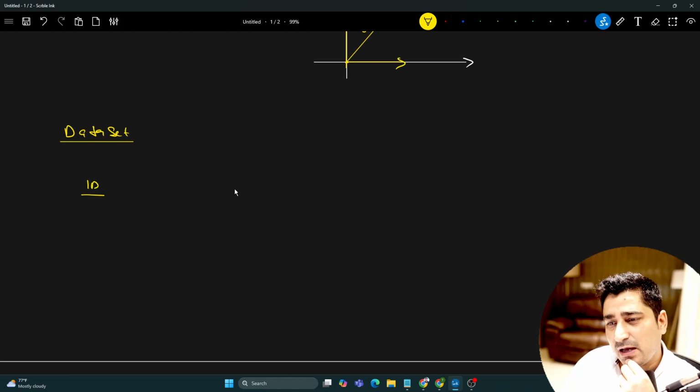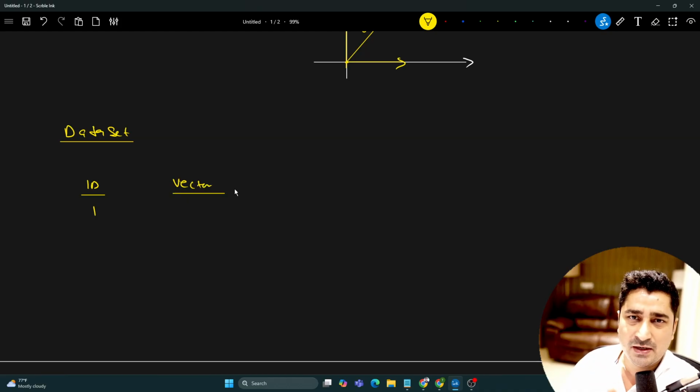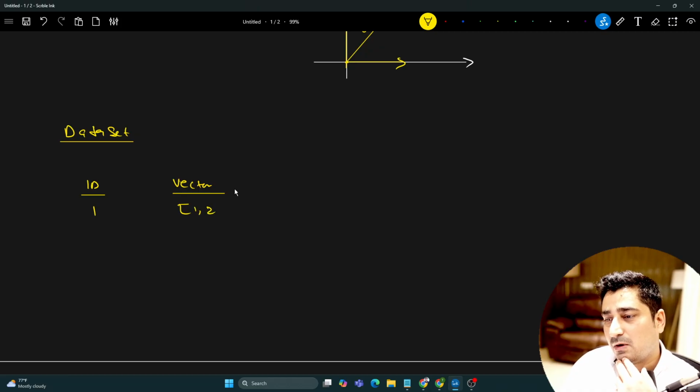So let's suppose we have an ID of the data, so ID 1, and then we have basically a vector, right? I'm going to take a two-dimensional vector so that it will be easy for you to do a calculation and even to understand. Now you can extend it to any dimension, or any length, that's completely fine. So ID is equal to 1, and let's suppose I have a vector 1 comma 2.